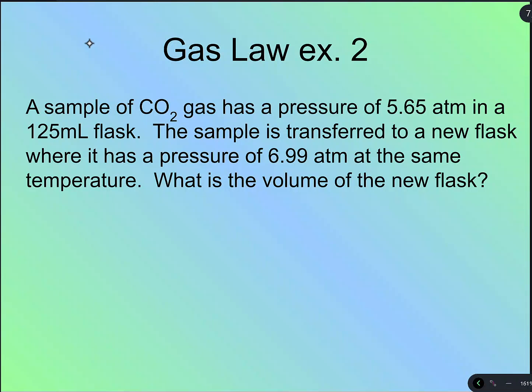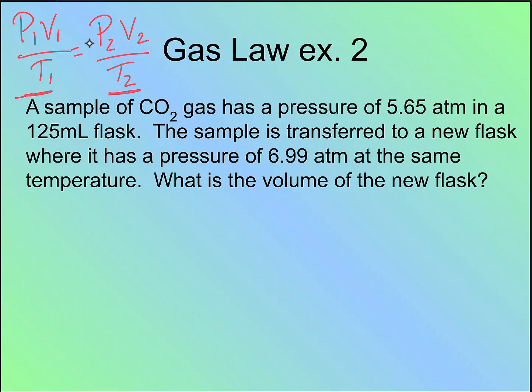Let's start by reminding ourselves what the combined gas law is. I'm going to write it up in the corner. P1 V1 over T1 equals P2 V2 over T2. We've got our first set of conditions on one side, our second set of conditions on the other side. And anything we don't need, we're just going to cross out or ignore.